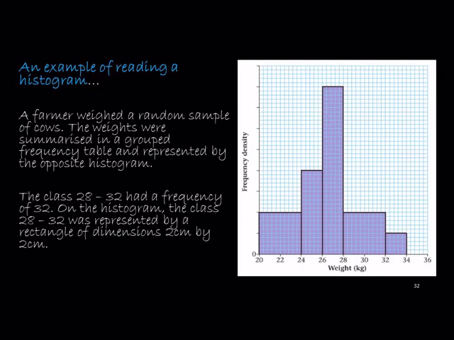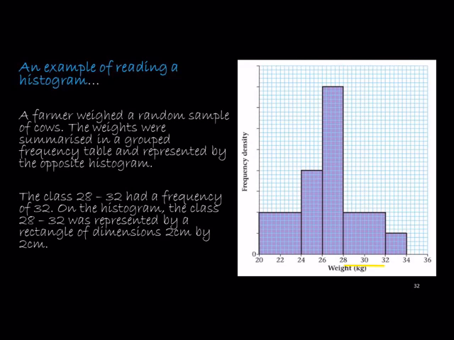Now let's look at an example of reading a histogram. A farmer weighed a random sample of cows. The weights were summarised in a grouped frequency table and were represented by the opposite histogram. We're given some extra information. We're told that the class 28 to 32, which is here, has a frequency of 32 and has dimensions of 2 centimetres by 2 centimetres.